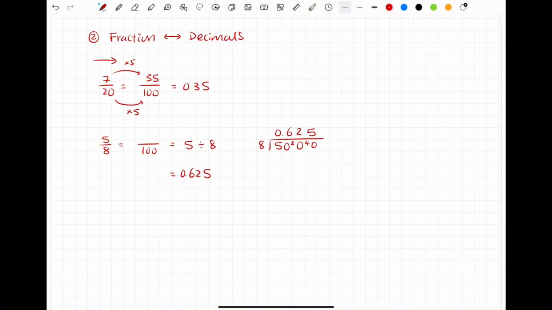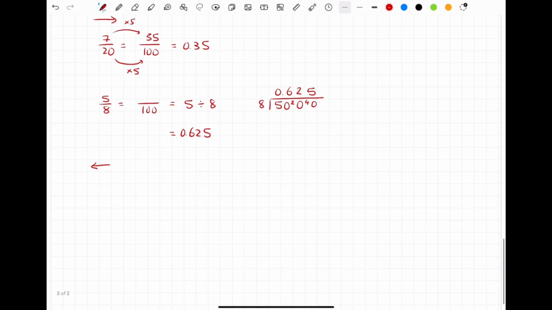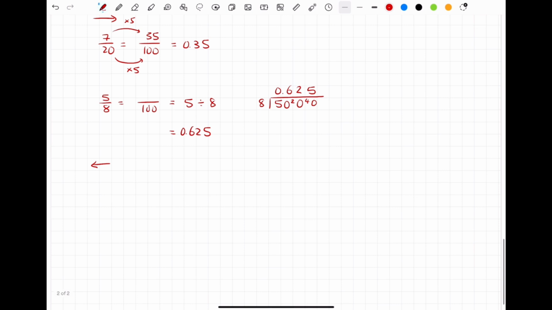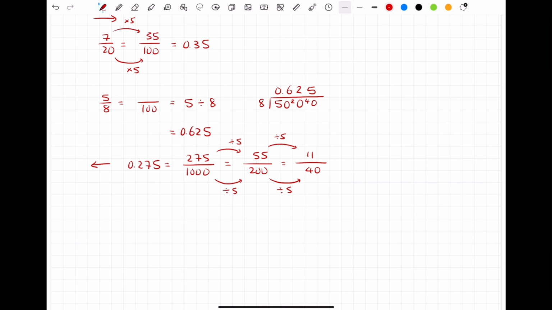Now, if we wanted to convert decimals into fractions, one way of doing this is to write it as fractions out of 100 or 1,000. For example, 0.275 can be written as 275 out of 1,000. Now we need to simplify this fraction by dividing numerator and denominator by 5, and then further dividing by 5 to get 11 over 40 as the simplest form.